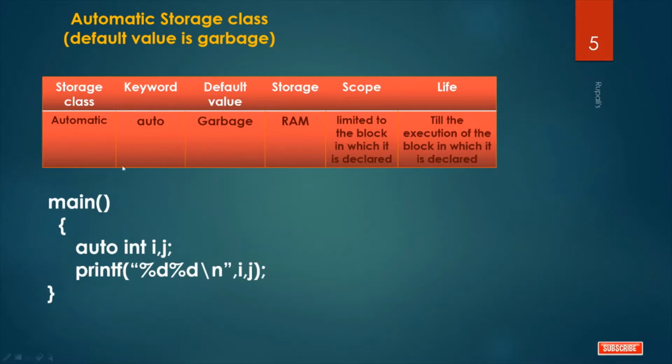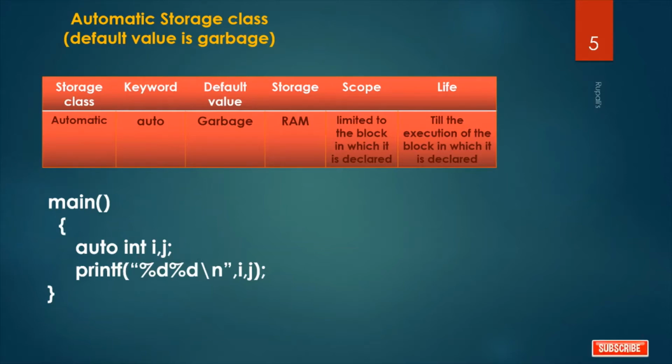So see this program, how an automatic storage class variable is declared. See this auto, first you have to write auto, then int i, j. If the variable is not initialized, it contains a garbage value. See, these variables are not initialized, so i and j contain garbage values.